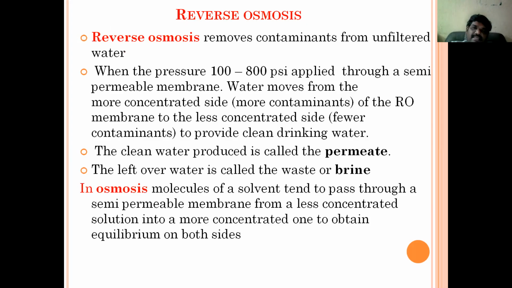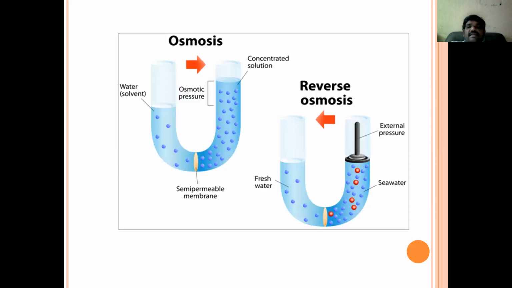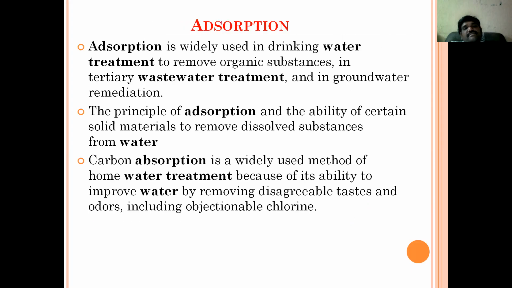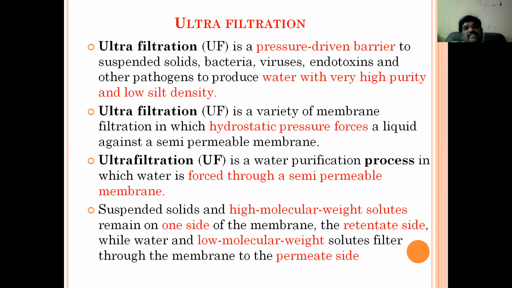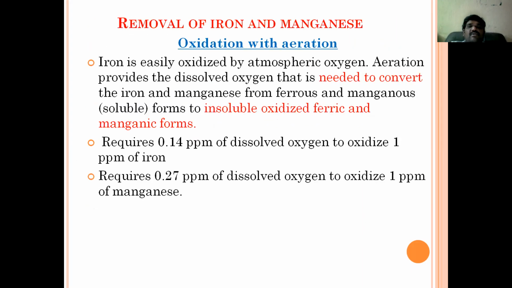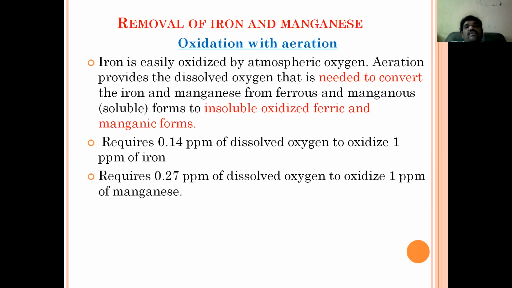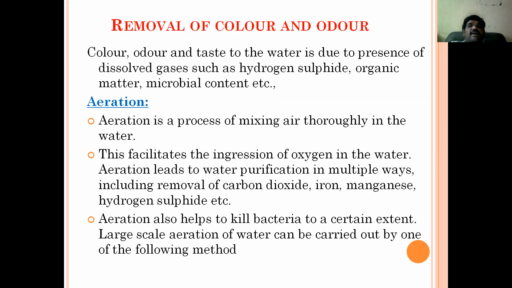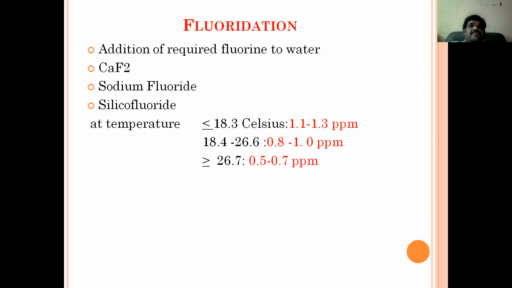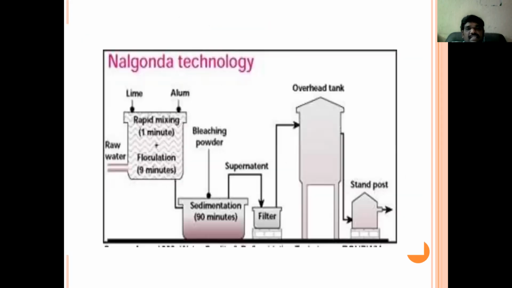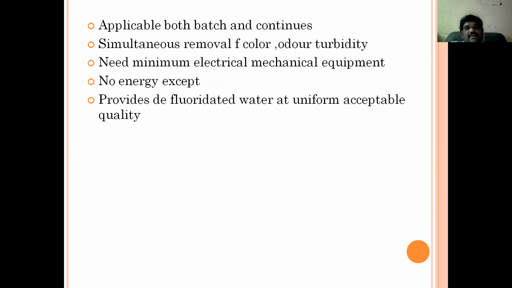And the next topic, reverse osmosis. And what is osmosis? We learned adsorption, ultrafiltration, removal of iron and manganese by different methods: oxidation with aeration, oxidation with chlorine. We discussed how we can remove iron and manganese. After that, removal of color and odor, we discussed. Fluoridation, we have discussed what is fluoridation and what is defluoridation, Nalgonda technique.